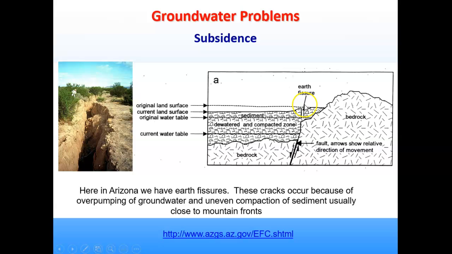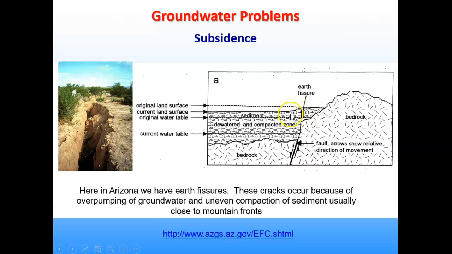So earth fissures tend to show up near mountain fronts, and that's because the sediment isn't as thick near the mountain, but thicker in the basin. And our basins and mountains are here because of faulting. And so we have a thick sediment here and not as thick here. When I lower the groundwater, I get compaction. But here can compact a lot. Here can't compact much at all.